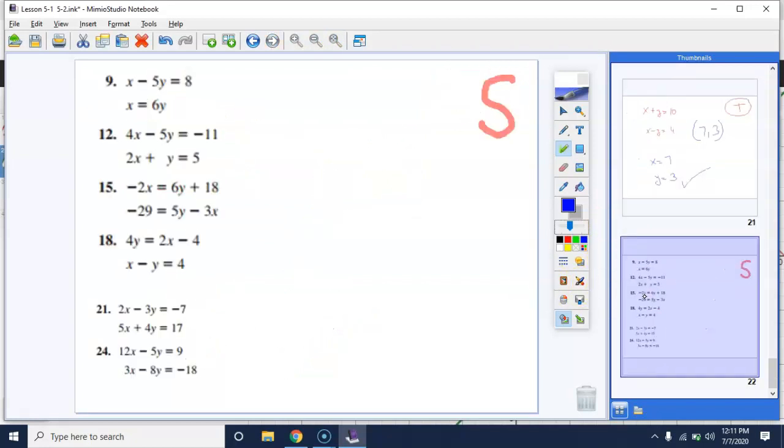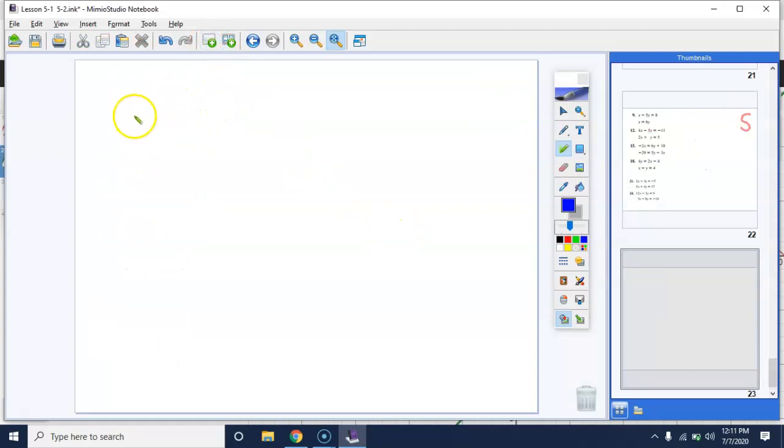Lastly, I want you to pause the video here and have a try at those. But again, if you want, you can do the substitution way, or the elimination way, or the graphing way, which is fine. And the last way, another way, is by using matrix solution.